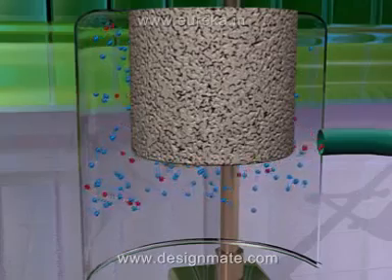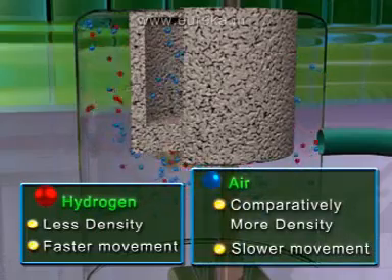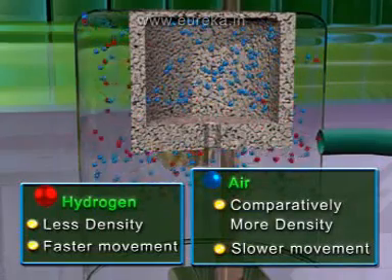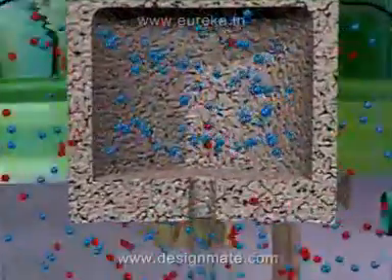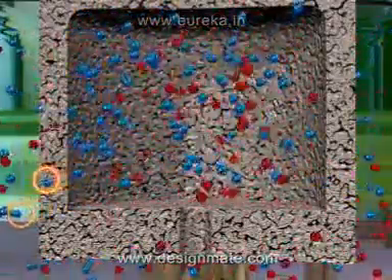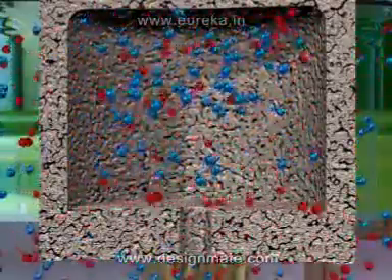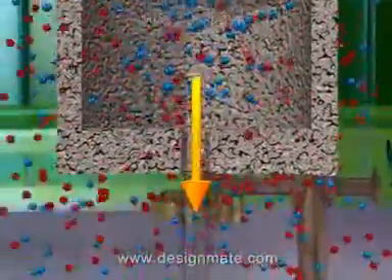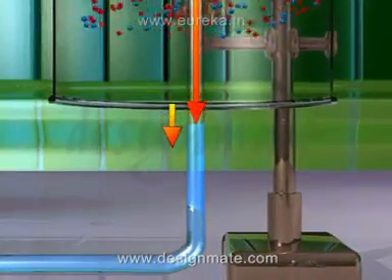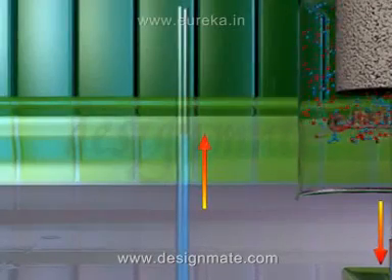This happens because hydrogen has lower density than the surrounding air. Hence, its molecules are faster than the air molecules. So the speed of diffusion of the hydrogen molecules into the porous pot is faster than the speed of diffusion of the air molecules out of the porous pot. This creates an excess of pressure inside the porous pot, due to which the level in the closed end of the glass tube decreases, whereas that of the open end rises.